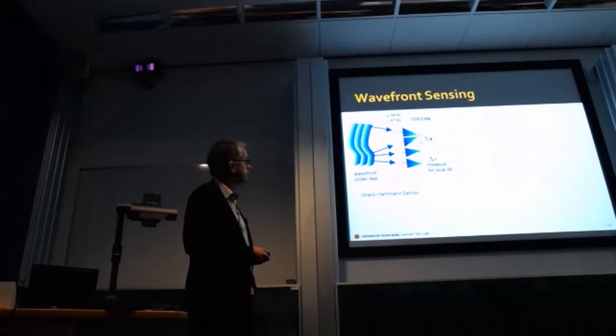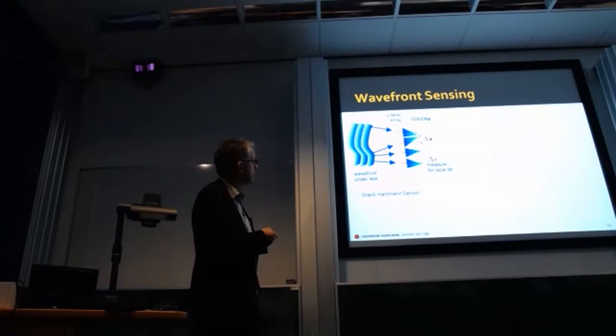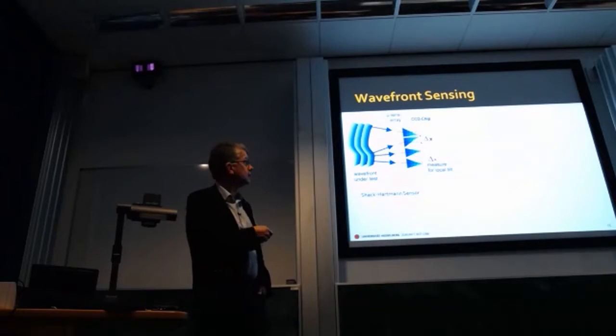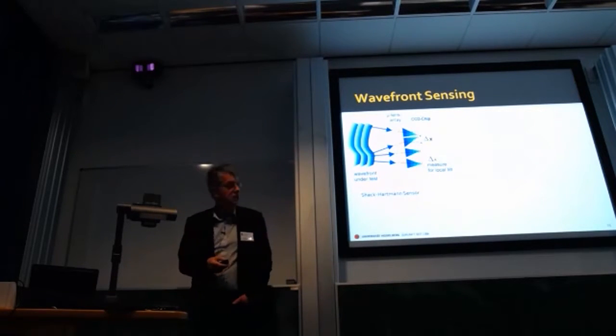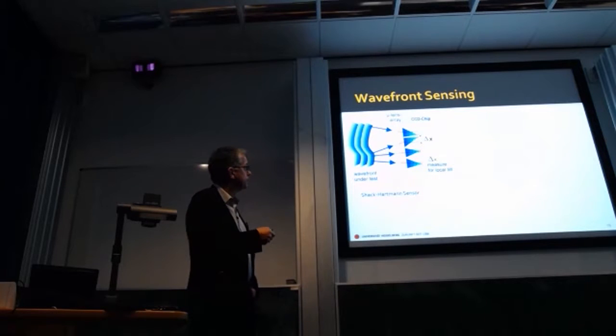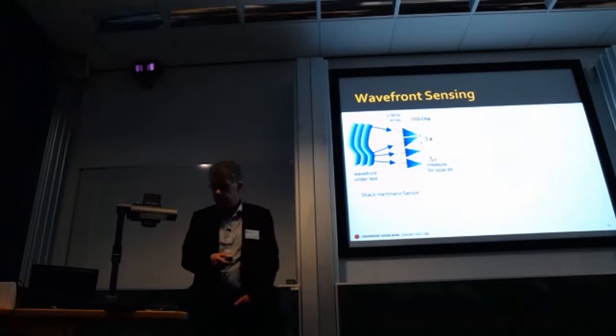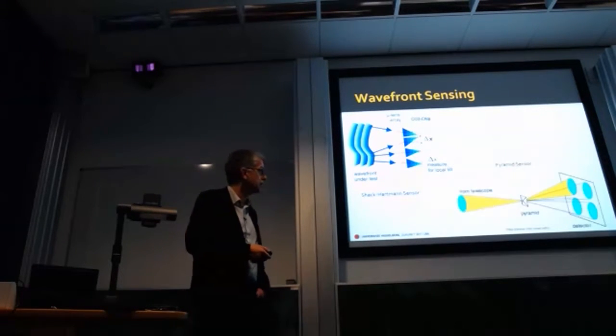The way to do that is using a wavefront sensor. There are two main types. This is a Shack-Hartmann sensor, which is basically an array of microlenses which deflect the light onto different parts of the CCD chip, and by measuring the deflection, you can reconstruct the shape of the wavefront, which is nice. You need a very fast, low noise detector, which is where the challenge comes in generally.